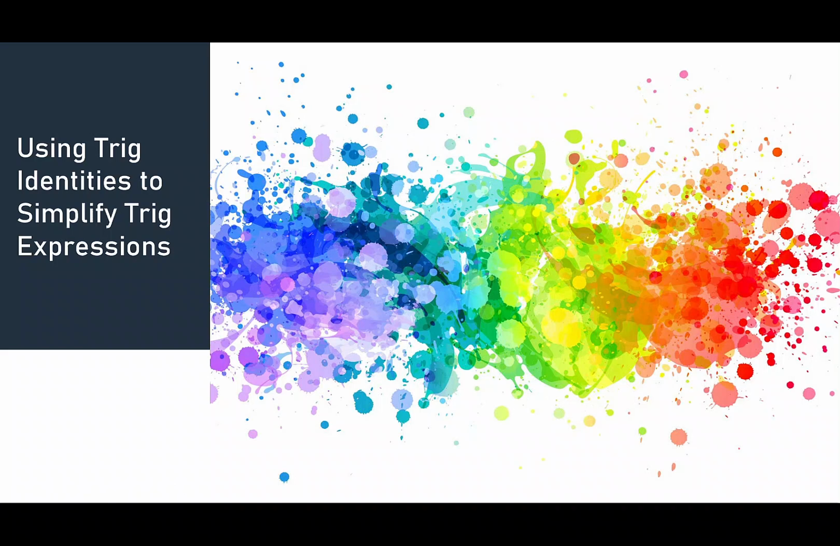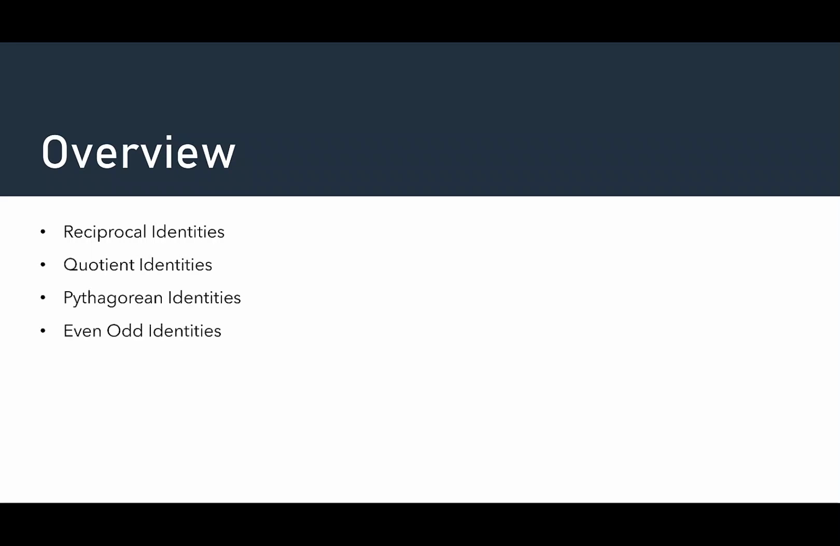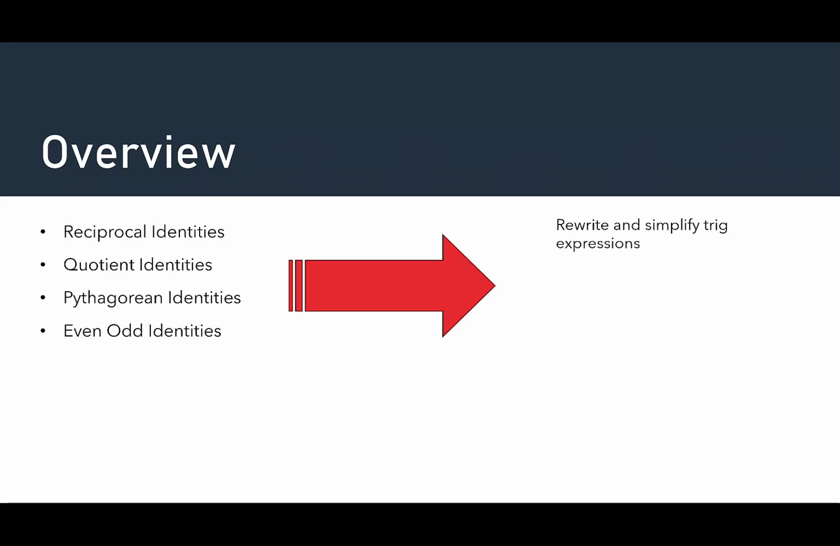Hi everybody, in this video we will use trig identities to simplify trig expressions. The overview of this idea is that we're going to take reciprocal identities, quotient identities, Pythagorean identities, and even and odd identities, and we'll use those to rewrite and simplify trig expressions.